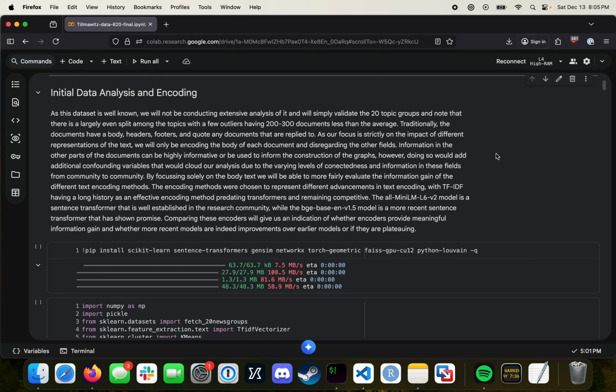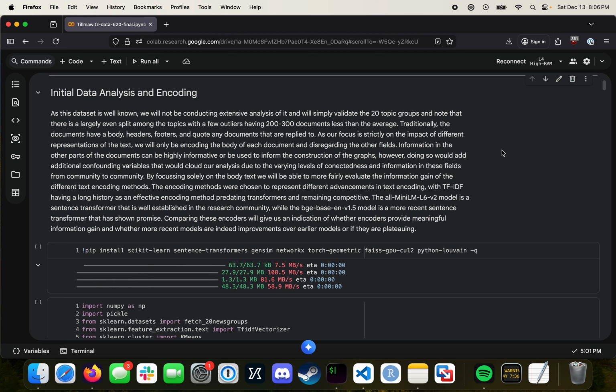So the initial data set is very well known. We will not be doing extensive analysis upon it because of that. Traditionally, the documents consist of a body, header, footers, quoted previous documents, and then the document text itself.